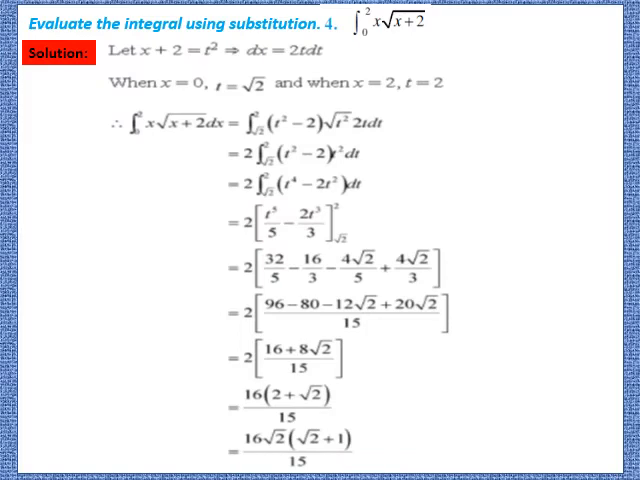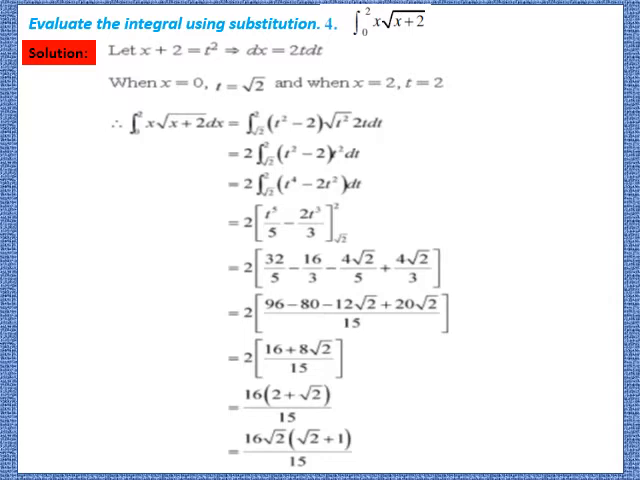Question number 4. Evaluate the integral using substitution. It is integral 0 to 2 of x under root x plus 2. So let x plus 2 equal t square, since root is there, so we have taken t square. So dx equals 2t dt. If x is equal to 0, then the limit t is equal to root 2, and if x is equal to 2, then the limit t is equal to 2.